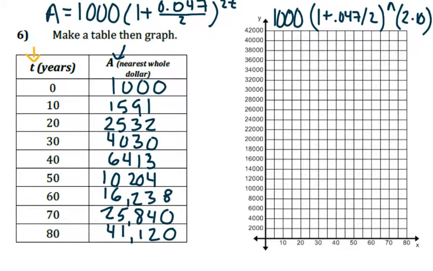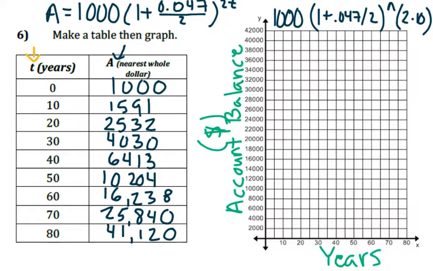Now that we've filled in our table, we're going to go ahead and graph this. So our X and Y axes, or our T and Y axis, are always going to be labeled the same. Our X will always be the number of years. And then the Y-axis will be our account balance in dollars. So we'll go ahead and graph what we have here.